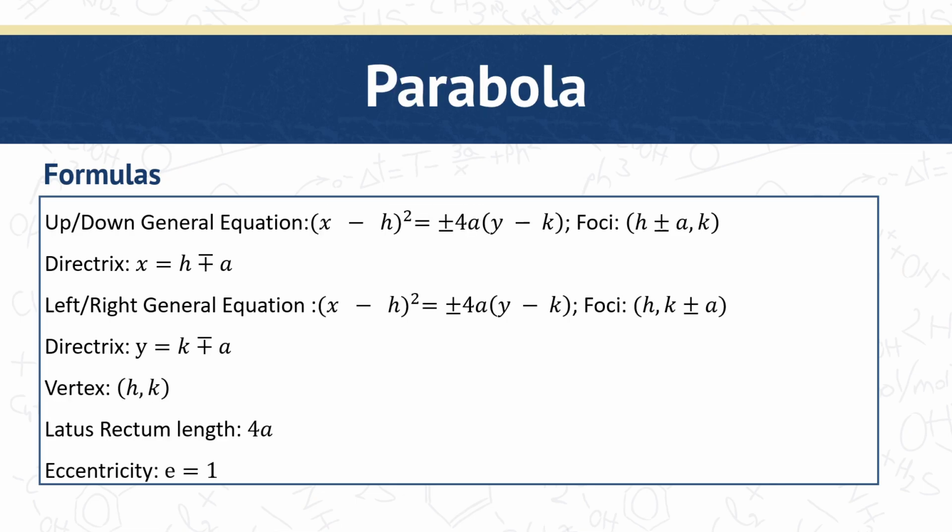So, parabola, it is only showing up or down or left and right, and it extends infinitely. It's the U shape of the conic sections. So the general equation is (x minus h) squared is equal to plus or minus 4a times (y minus k), and the foci is at h plus or minus a.